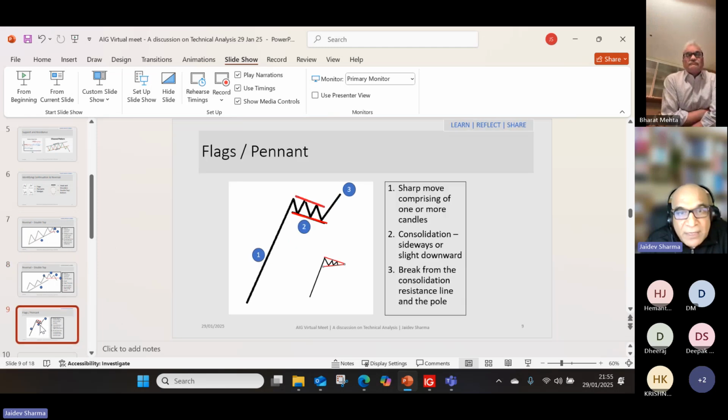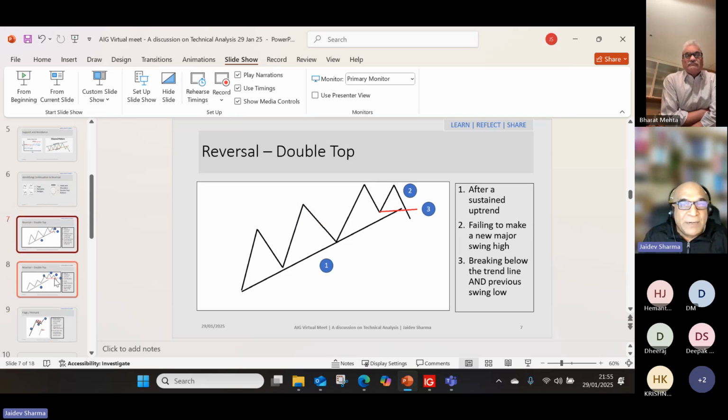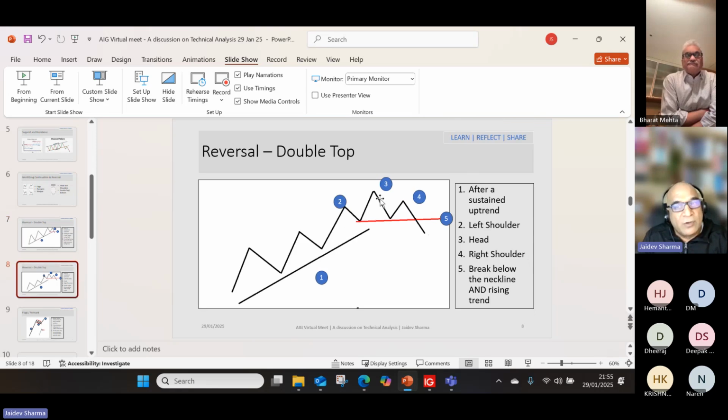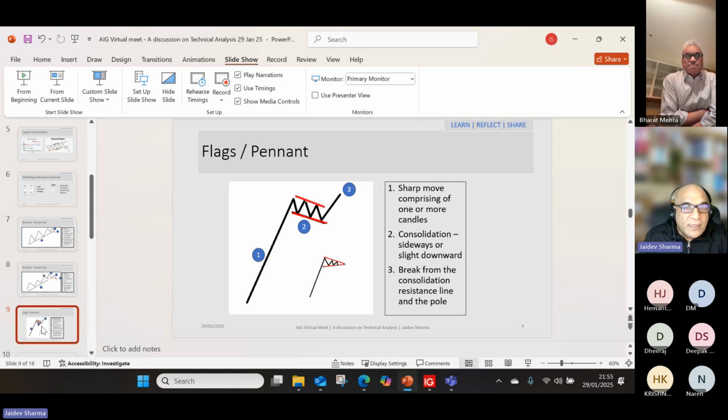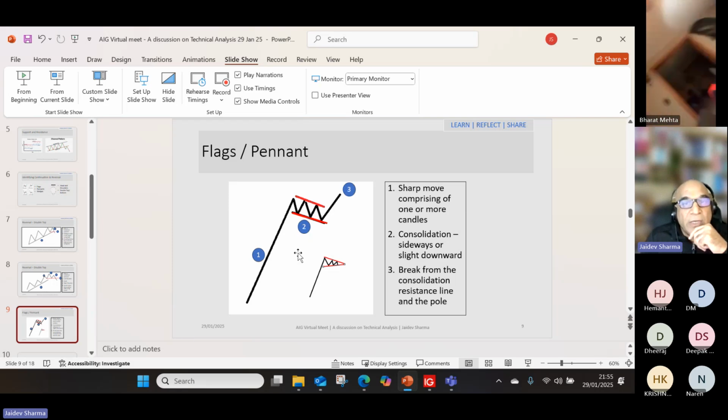I wanted to cover a continuation pattern as well. It's called a flag or a pennant. So far we saw reversal patterns: double top, or the inverse of that, double bottom, or head and shoulders, or inverted head and shoulders. Now look at a continuation pattern. If you are already in a trade and this kind of thing appears, then that means the price is likely to continue if you see a very good trend going in your direction.